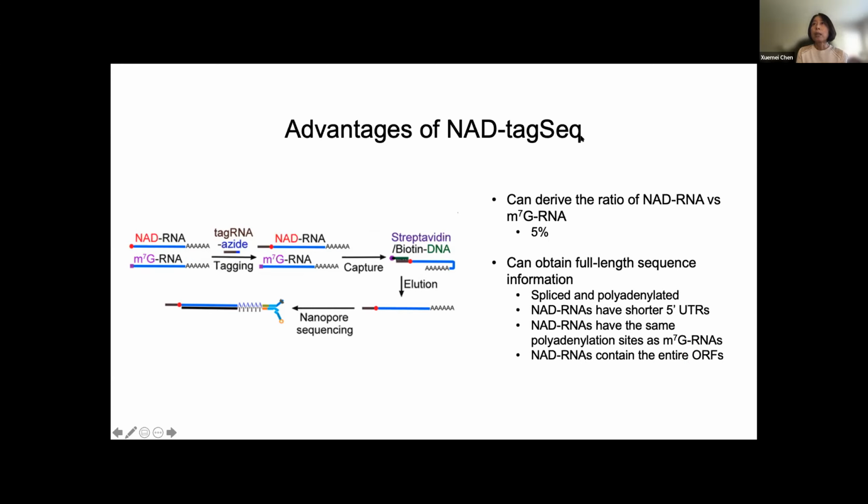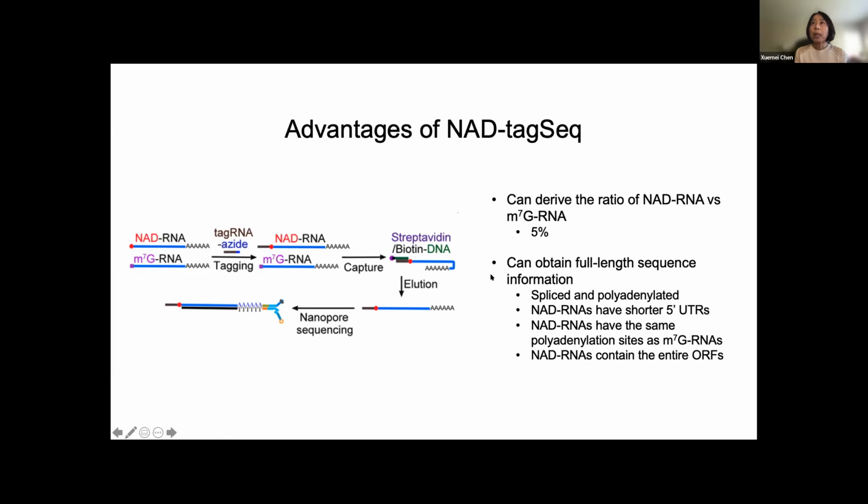One is that you can derive the ratio of NAD RNA and m7G RNA from the sequence. So here, if you imagine a mixture of NAD RNA and m7G RNA from any gene, after the capturing scheme, the NAD RNA would be tagged with the tag RNA, but the m7G RNA would not. So if you directly sequence this mixture, then you should be able to estimate the relative abundance of the two types of RNAs. And the estimate from this effort was that NAD RNA is about 5% of m7G RNA. But I think for some NAD RNAs, this is a huge underestimate, as I will talk about later.